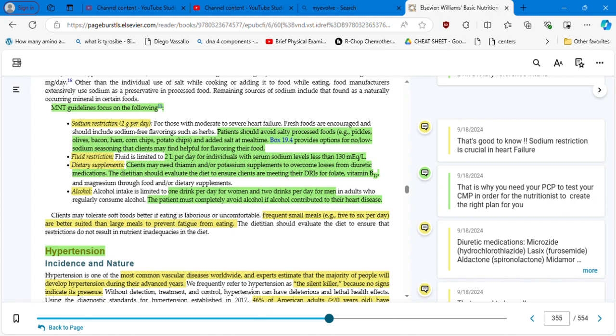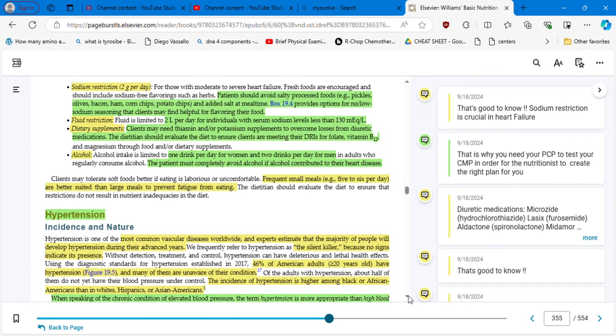Okay, so that is why your PCP needs to test your CMP in order for the nutritionist to create the right plan for you. You're going to see the sodium, all your electrolytes, your potassium, everything is going to be in the CMP, your comprehensive metabolic panel. Also, we need to check how is the kidney function, right? For the patient to eliminate the edema. Frequent small meals, 5 to 6 per day, are better suited than large meals to prevent fatigue from eating.